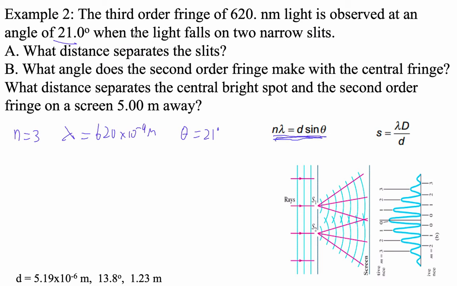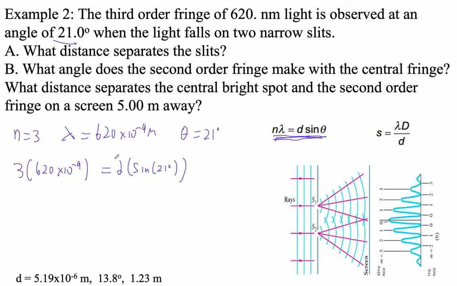Okay, when the light falls on two narrow slits, what distance? So we're solving for the d. Let's do that. Okay, so 3 times the wavelength is equal to d, which we don't know, times the sine of 21 degrees. Now you have to be in degrees. Make sure your calculator is in degrees.